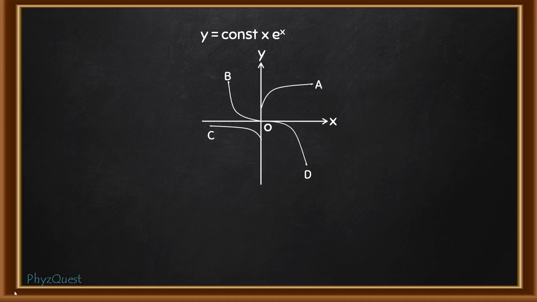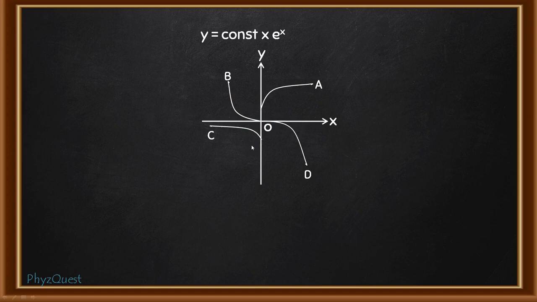So first of all, the given equation is y is equal to constant into e to the power x, and the 4 plots are given here. As you can see, the 4 curves A, B, C and D. So these 4 curves are actually presented in different quadrants. Because see, this is the first quadrant, this is second quadrant, this is third and this is fourth quadrant. So each plot is presented in different quadrant.